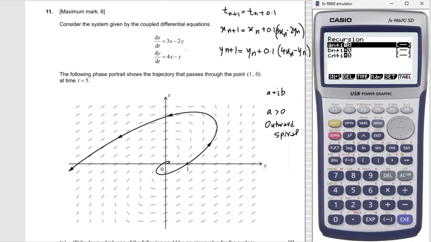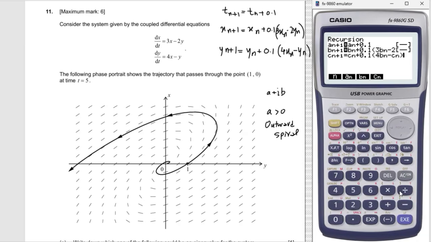a(n+1), that will be treated as the t. So I'm going to put an plus 0.1. For bn, I will put bn plus 0.1 times that derivative. So that's going to be 3bn minus 2cn. Okay, and cn, that is regarded as y. This will be yn, which is cn, plus 0.1 times this derivative, 4bn minus cn.